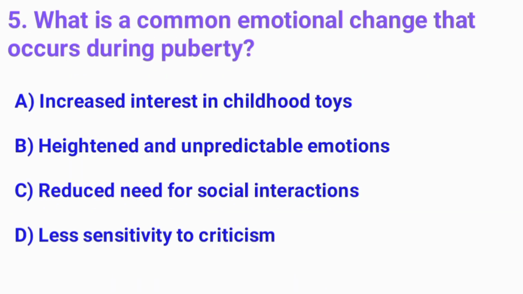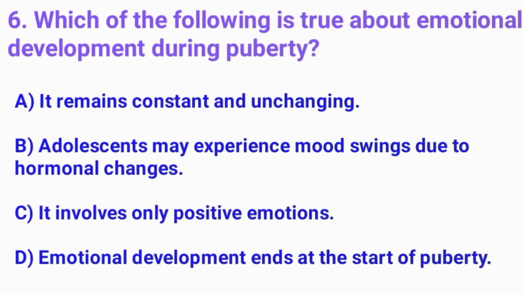Question number 5. What is a common emotional change that occurs during puberty? The right answer is option B. Heightened and unpredictable emotions. Question number 6. Which of the following is true about emotional development during puberty? The right answer B. Adolescents may experience mood swings due to hormonal changes.